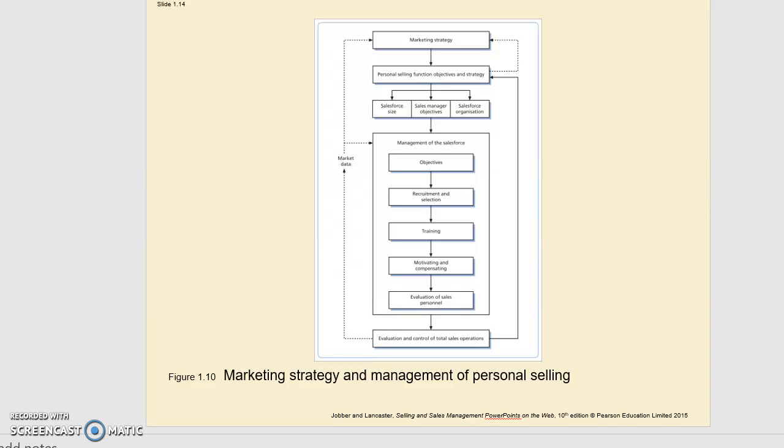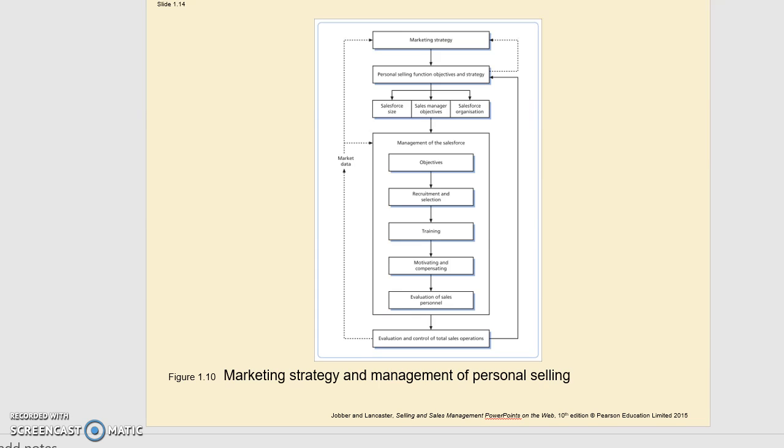The marketing strategy and management of personal selling. Marketing strategy, personal selling functions, objectives, and strategies. It's going to determine what your sales force size is, the sales manager's objectives, the sales force organization, the management of the sales force. Obviously, you're going to have an objective as to what your sales quotas plan to be, recruitment and selection of salespeople. Obviously, training plays a key part and is always an ongoing process.